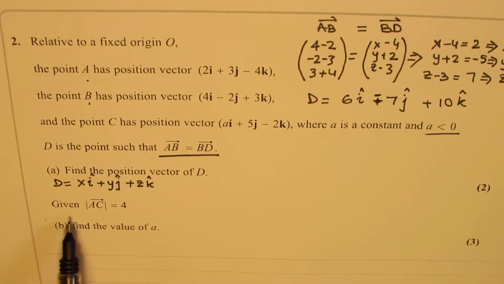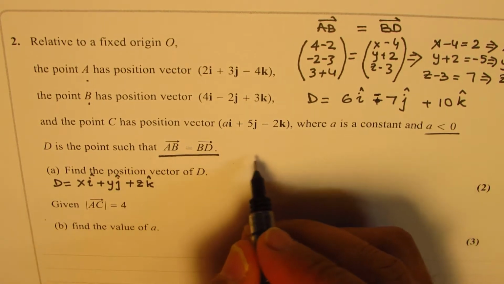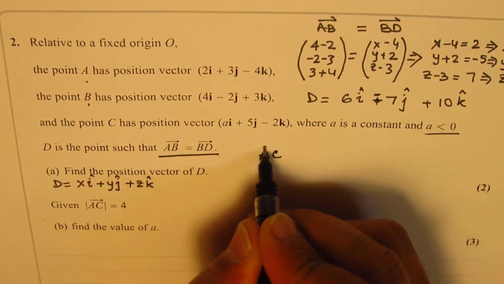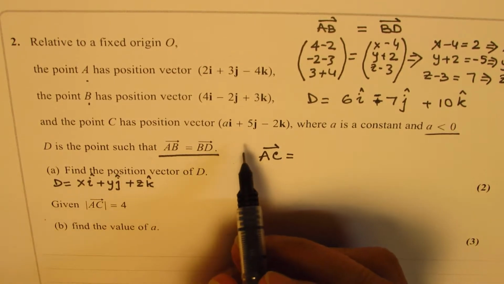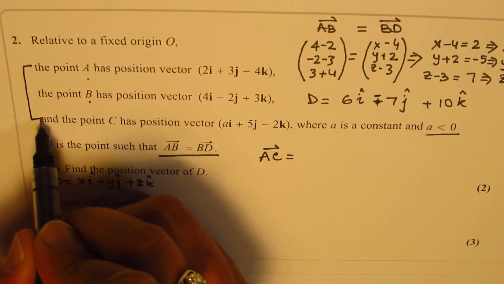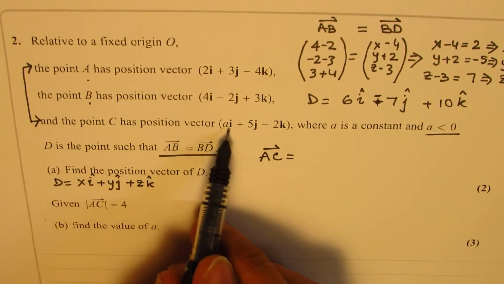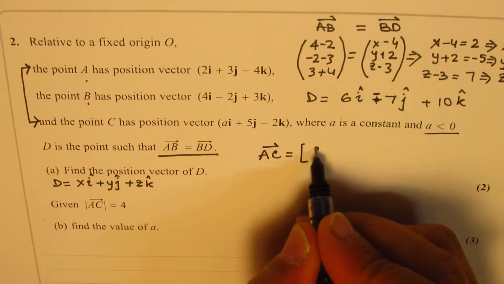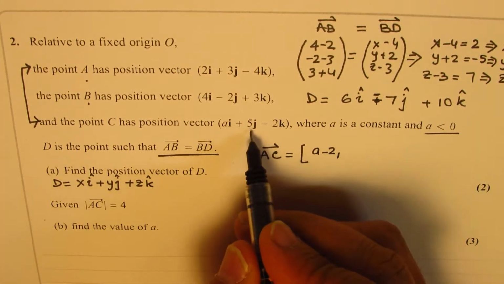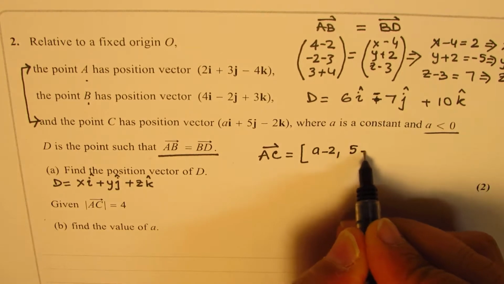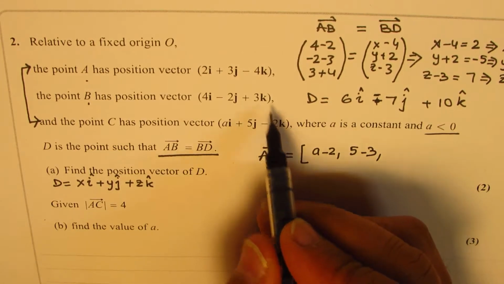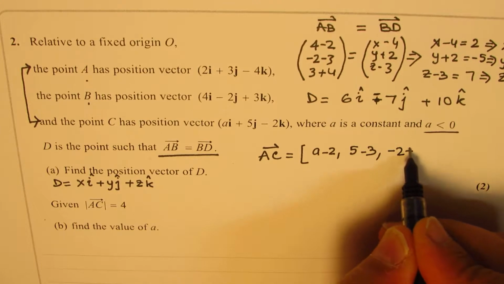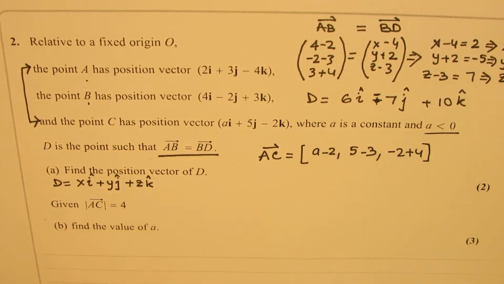Now, let's look into part B. We are given that the magnitude of AC is 4. We need to find the value of a. So let's find the vector AC first. Vector AC is C minus A, so we have a minus 2, then 5 minus 3, and here we have minus 2 minus minus 4, which is plus 4. So that becomes AC.